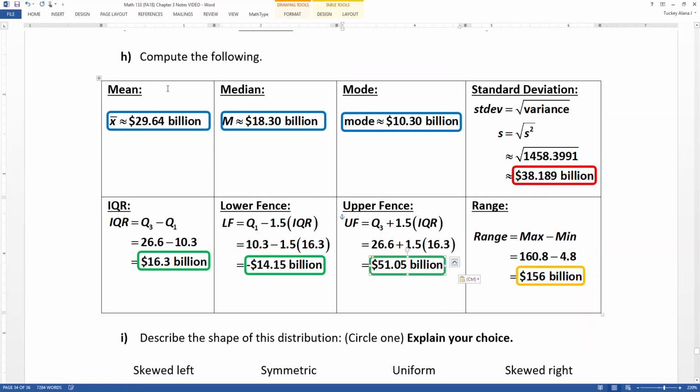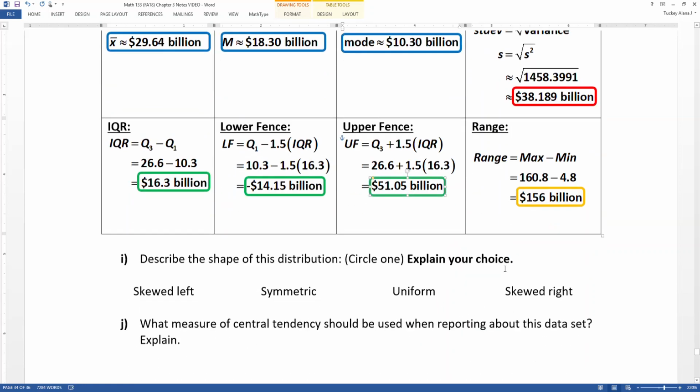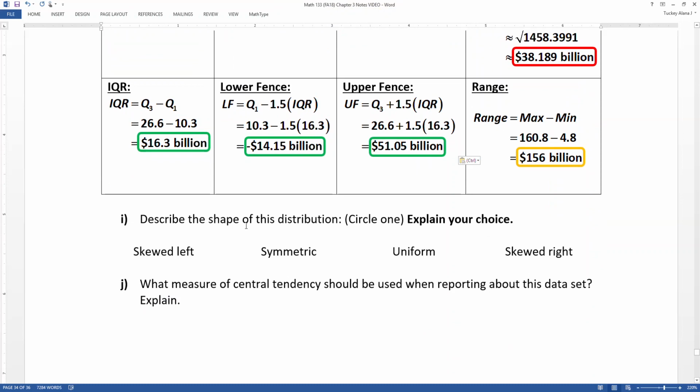All right, so we did a whole bunch of calculations. Great. Now let's figure out a whole bunch of answers to questions. So let's analyze what we just found. Describe the shape of this distribution.